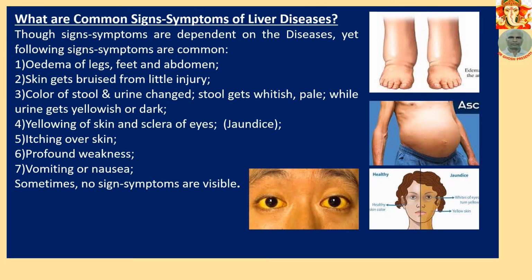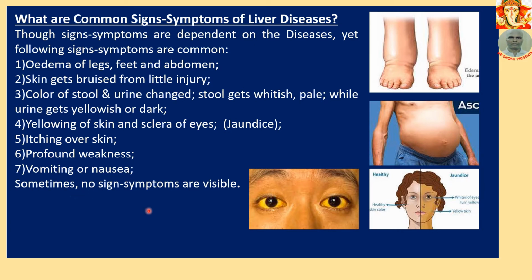What are common signs and symptoms of liver disease? Though signs and symptoms depend on the disease, the following are common. Edema of legs, feet and abdomen. See this, edema of legs and abdomen. Skin gets bruised from little injury. The color of stool and urine changes: stool gets whitish pale while urine gets yellowish or dark. This is the signal of jaundice. Yellowing of skin and sclera, itching of our skin, profound weakness, vomiting, nausea.